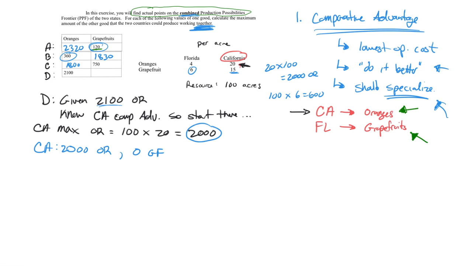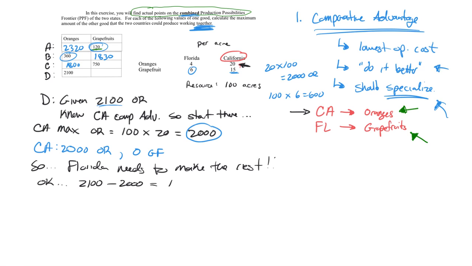Okay, but that means that Florida needs to make the rest. They need to make the rest. Okay, we can do that. We need 2,100. California is already doing 2,000. What's left over? 100 must be made by Florida. We'll do our same kind of equations we've been doing. And again, you might be able to see this naturally, but let's do it, right?